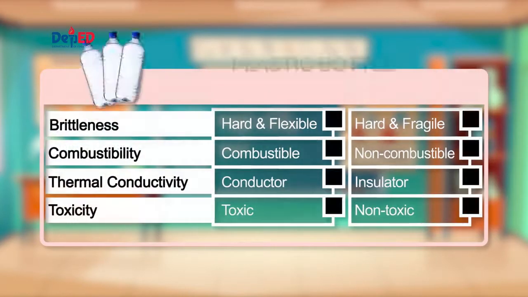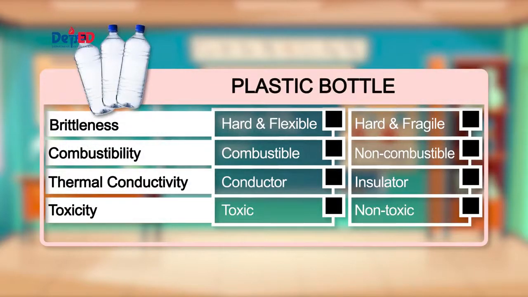And for the last object, we have a mineral plastic bottle. Is it hard and fragile or hard and flexible? It is hard and flexible. It does not break easily. In terms of combustibility, is it combustible or non-combustible? It is combustible. Plastic is an example of a combustible material.